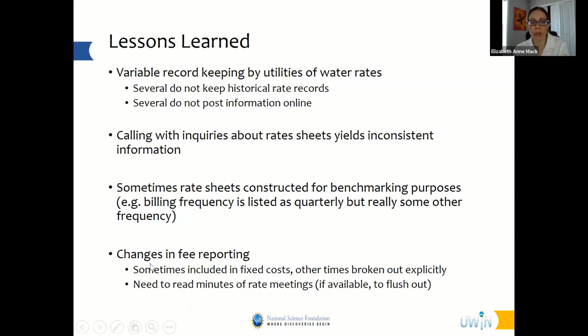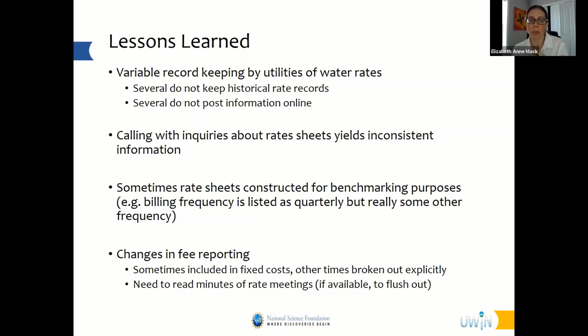It's also really difficult to get information about changes in fees that they are reporting. This came out a lot with debt service charges. Sometimes that was included in the fixed cost of the bill in prior years, and sometimes it was broken out explicitly.